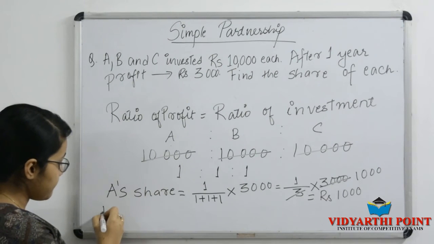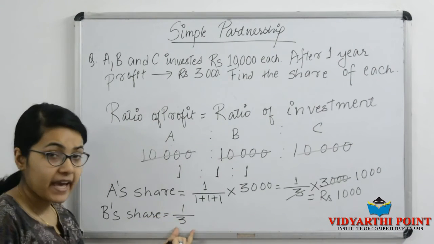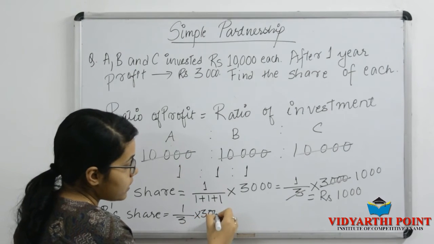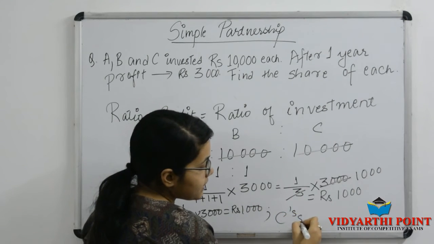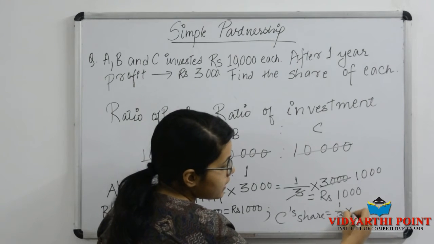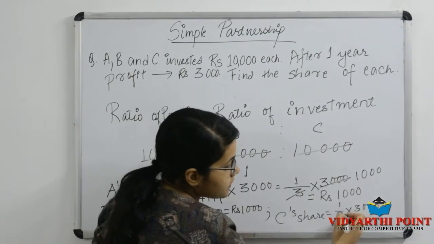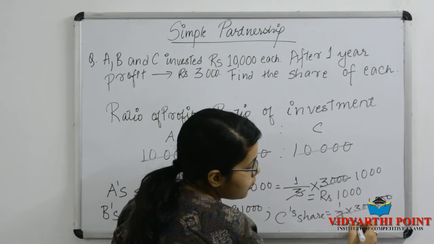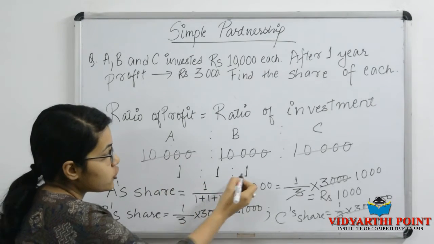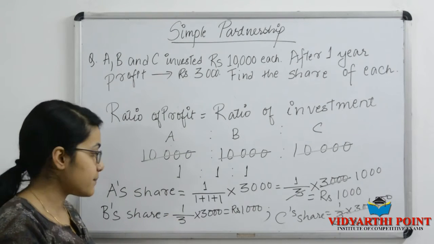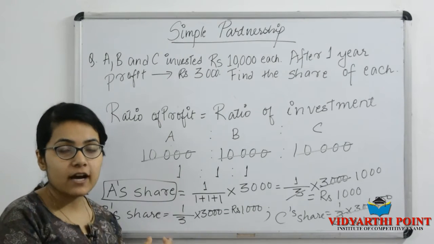Now, similarly, B's share will also be 1 by 3, adding all the 3 ratios, into the annual profit, which will give us rupees 1,000. And again, C's share will also be 1 by 3 into 3,000, since 1 is the ratio of all A, B and C, equals rupees 1,000. If in a question the ratios of all 3 partners are the same, then simply by finding the share of one, we may know the share of the other 2.